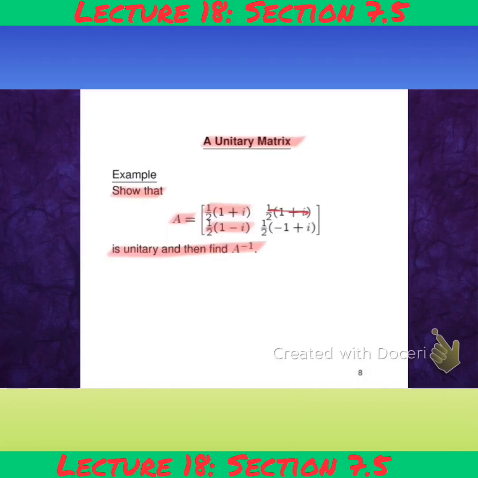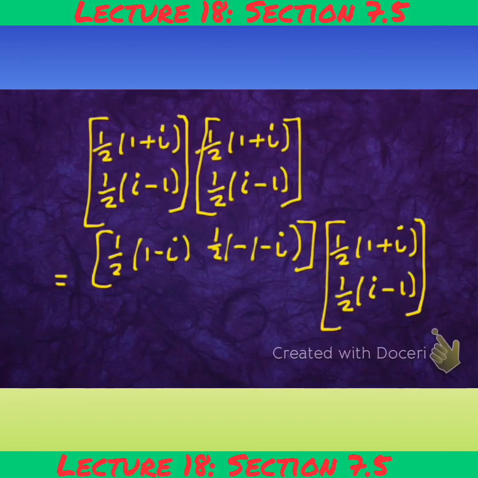Now we take the second column and check whether it's a unit vector or not. We take the complex dot product between the second column and itself, which is the same as taking the conjugate of this vector, which is there. We change the sign.